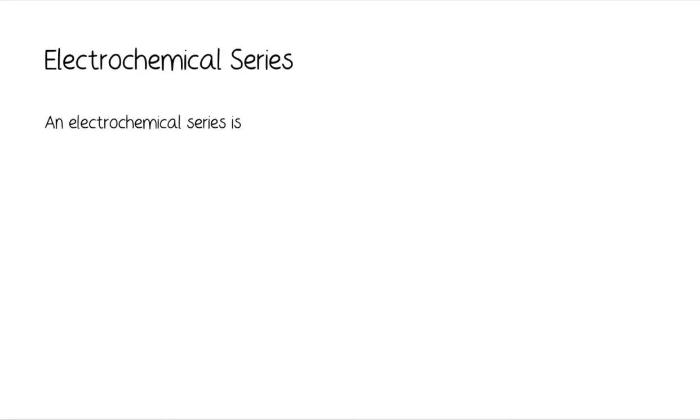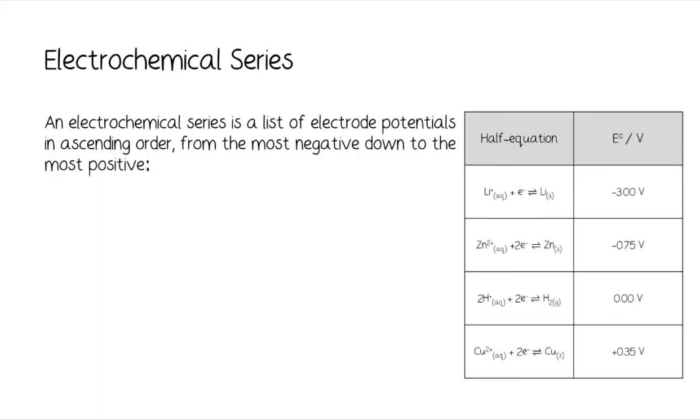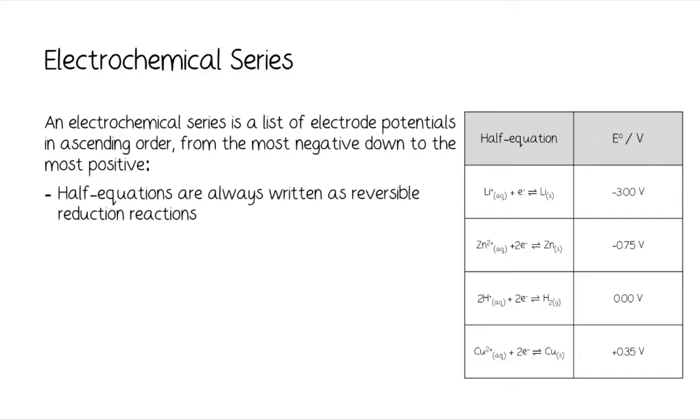And we can use those numbers to set up electrochemical series. An electrochemical series is just a big old list of electrode potentials in ascending order from the most negative down to most positive. So here's an example. You can see the EMF values here from negative to positive, and you've got all of these half equations. The half equations are written as reversible reduction equations. It's just for consistency, because if you had reduction here, oxidation here, it just gets a bit confusing.